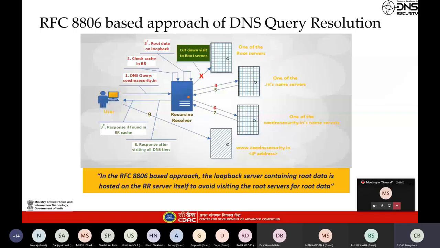And coming to RFC 8806, this is to cut down the requests which are going to the root, and we cut down the requests by running an instance of the root database in our resolver as a local service. So instead of going to the root server for resolution, the resolution for the root and the TLD happens at the RR itself.